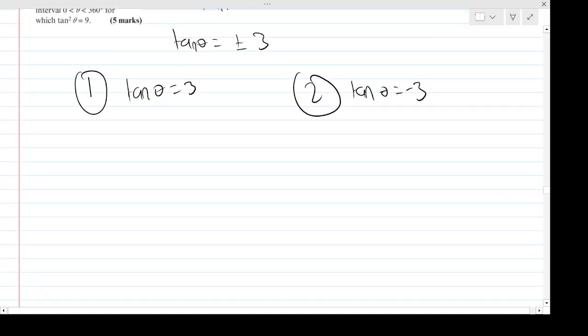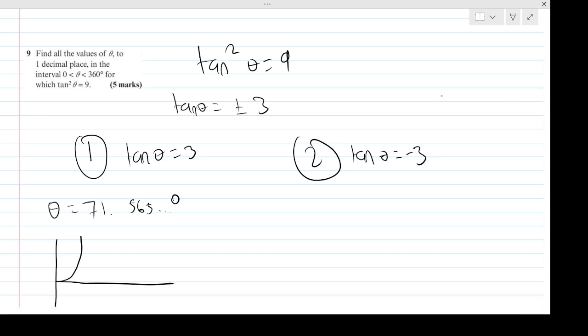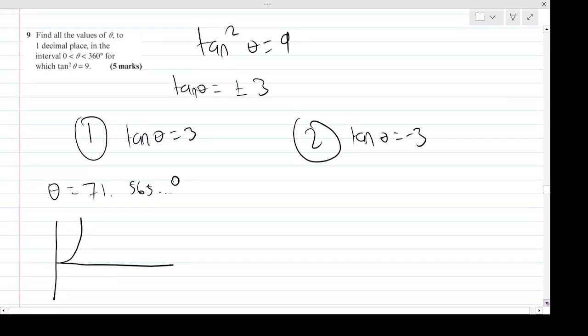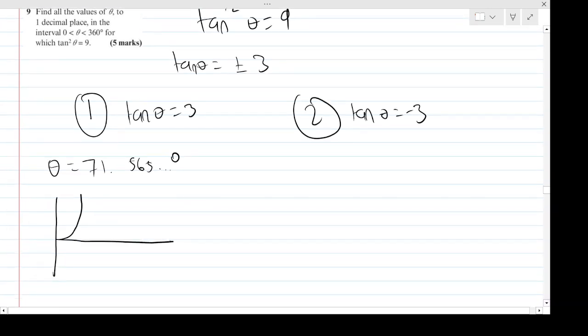So tan theta is 3. Firstly, as always, we'll do inverse tan to get the first solution. So inverse tan of 3 gives 71.565 blah blah blah degrees, right? Now, to find the other solutions, let's sketch the graph of tan. Remember again, we are between 0 and 360. Always pay attention to the interval we've got. So let's sketch between 0 and 360.